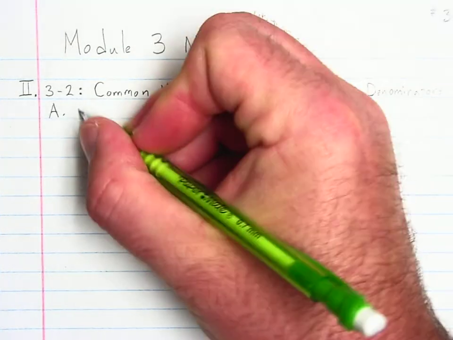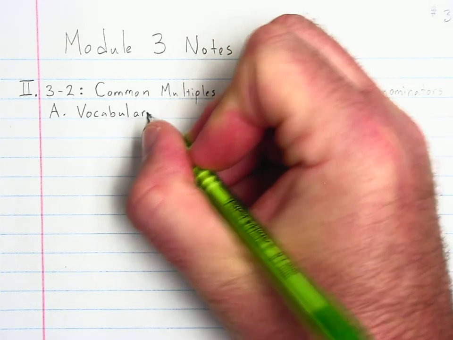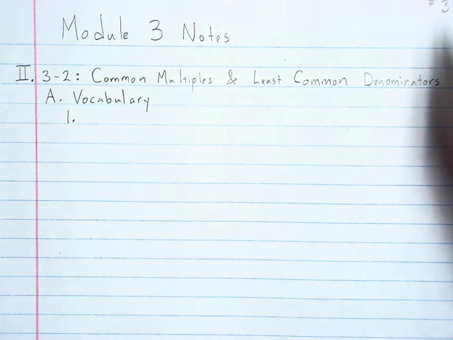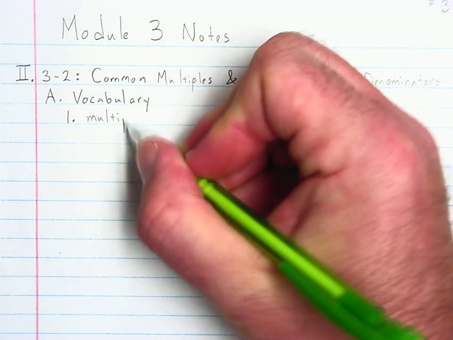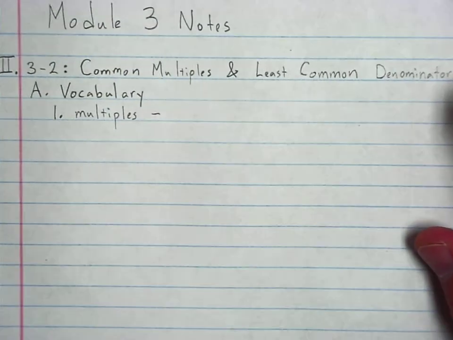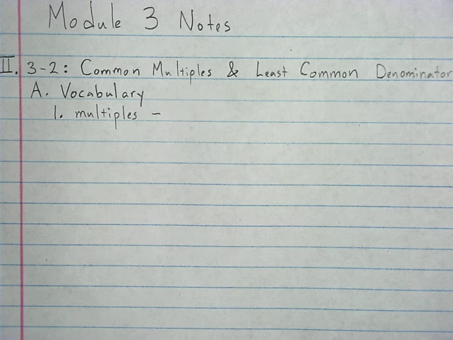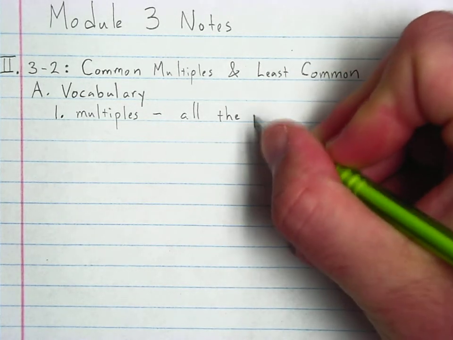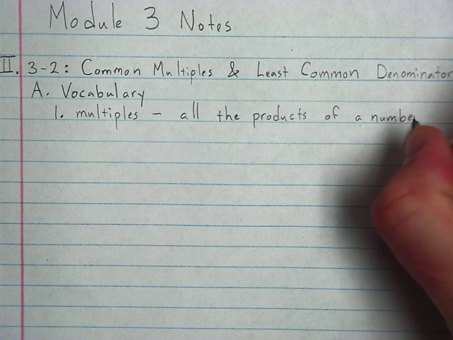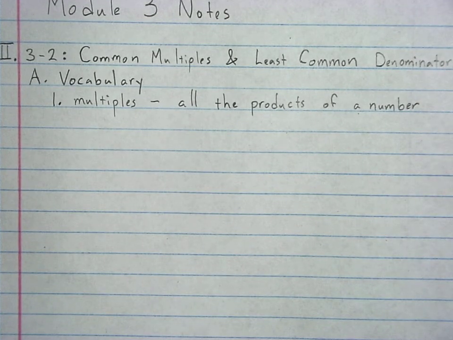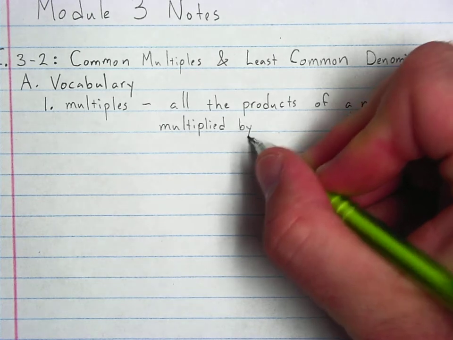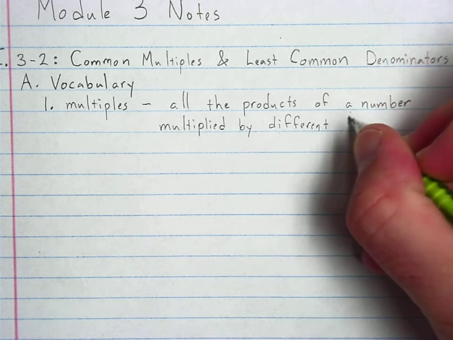We will begin with some vocabulary. Specifically, some of these words that are up here in the title that may not make a ton of sense or be super familiar. Okay. Number 1, multiples. I said common multiples, but what are multiples? Multiples, we've talked about briefly before. These are just all the products of a number. So whatever that number is, 4, 7, 13, all the products of a number multiplied by different factors.